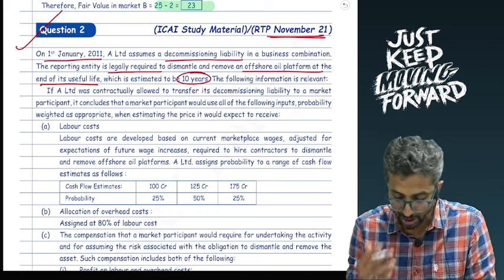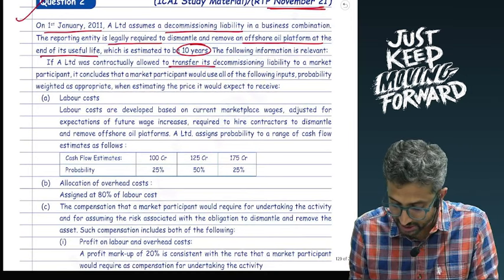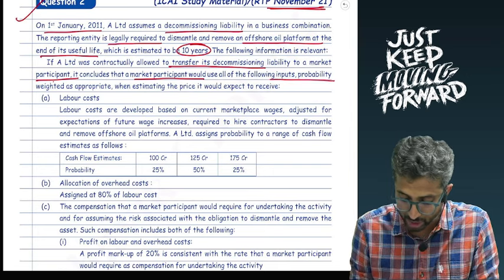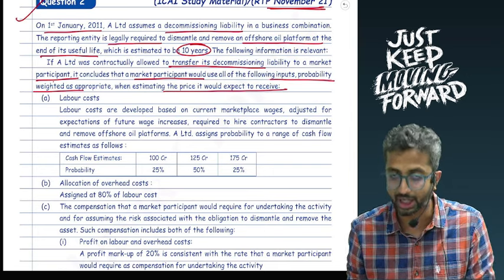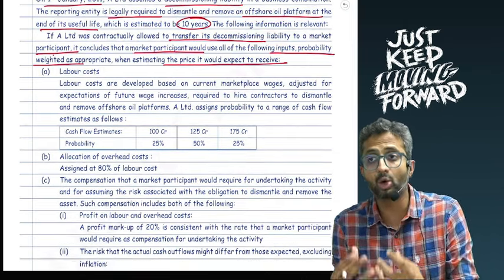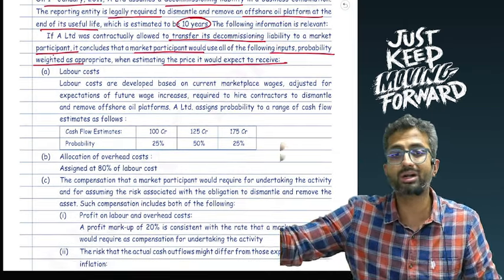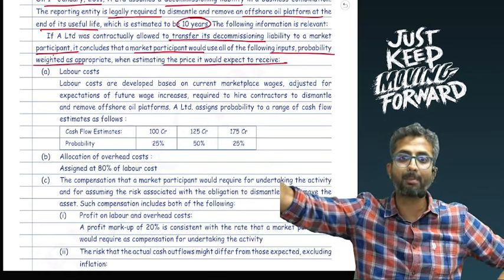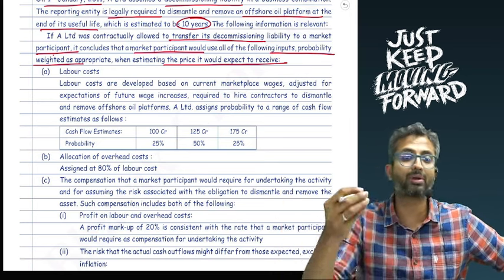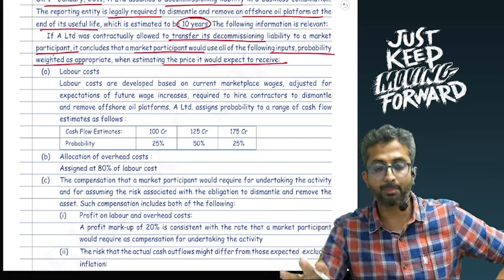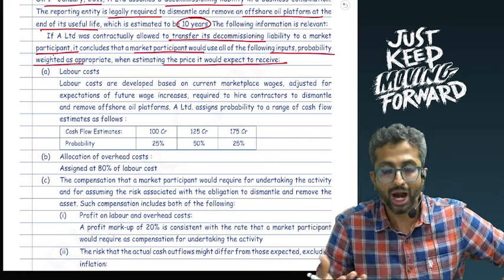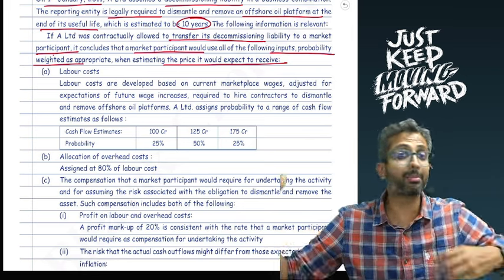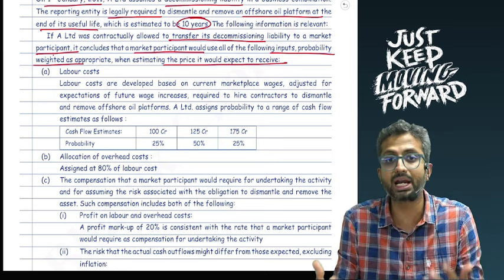The following information is relevant. Entity A was contractually allowed to transfer its decommissioning liability to a market participant. It concludes that the participant would use all of the following inputs, probability weighted, when estimating the price it would expect to receive. So we are trying to find out that if there is this site restoration liability which someone else had to do, then what would they consider? Well, that other person would say that I will have to employ laborers. So I'll have to pay labor cost, I'll have to pay for some machines, overhead cost. But even paying those costs, I am taking your headache. Why will I take your headache? I am spending my time, so I will need some profit margin. Or I might appoint a contractor who might charge a profit margin. So even that may be considered.